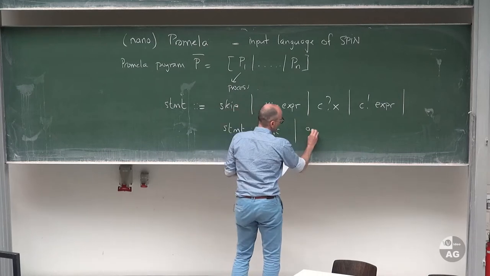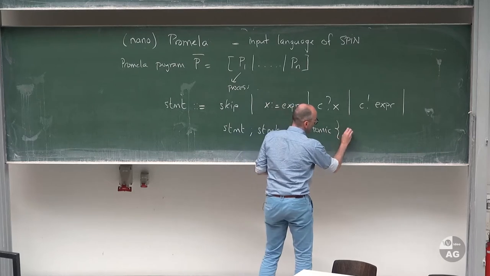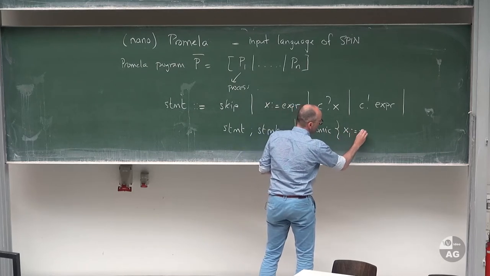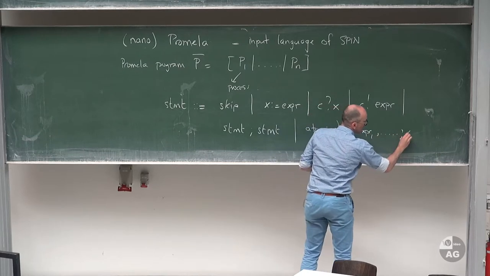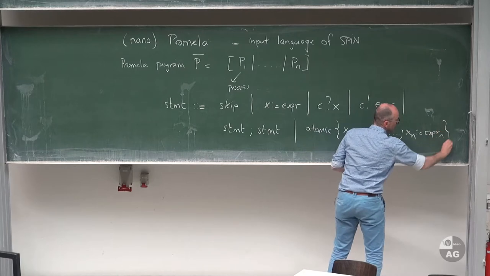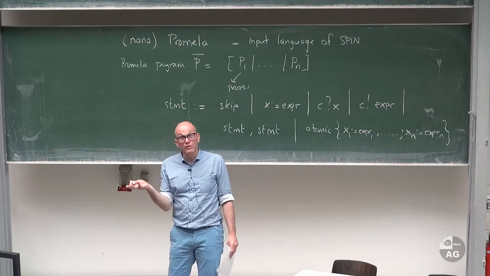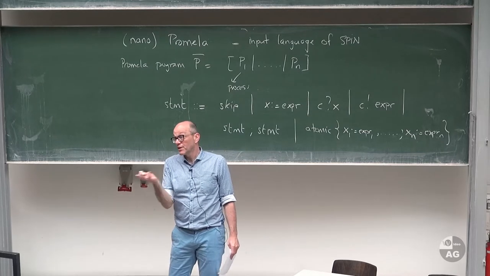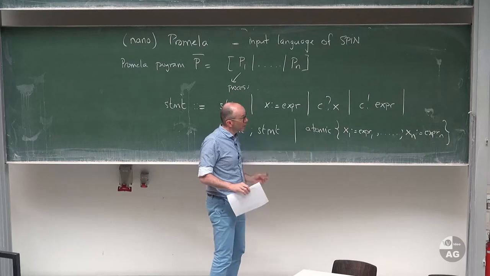I can do atomic. And in this atomic, I can do assignments, something like x1 becomes expression 1, dot dot dot, xn becomes expression n. I used this atomic in Peterson's mutual exclusion algorithm, and this is actually a first-class citizen in the Promela language.